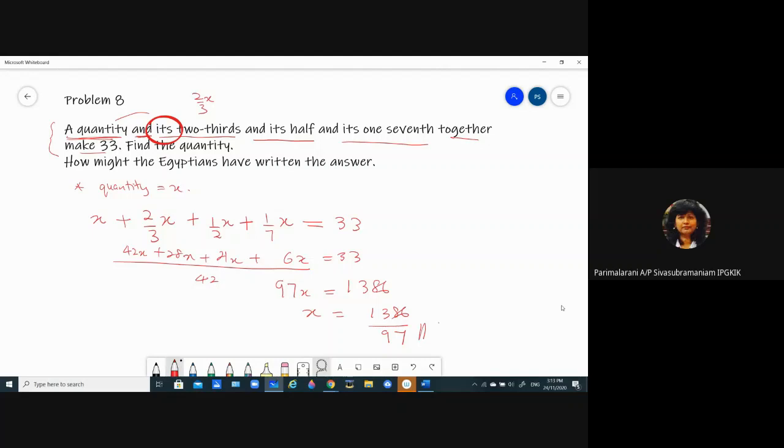But now they ask you, how might the Egyptians have written the answer? So now you must change this into Egyptian fractions. This is the second part, so you can continue this in your tutorial. I just showed you how to do the first part.